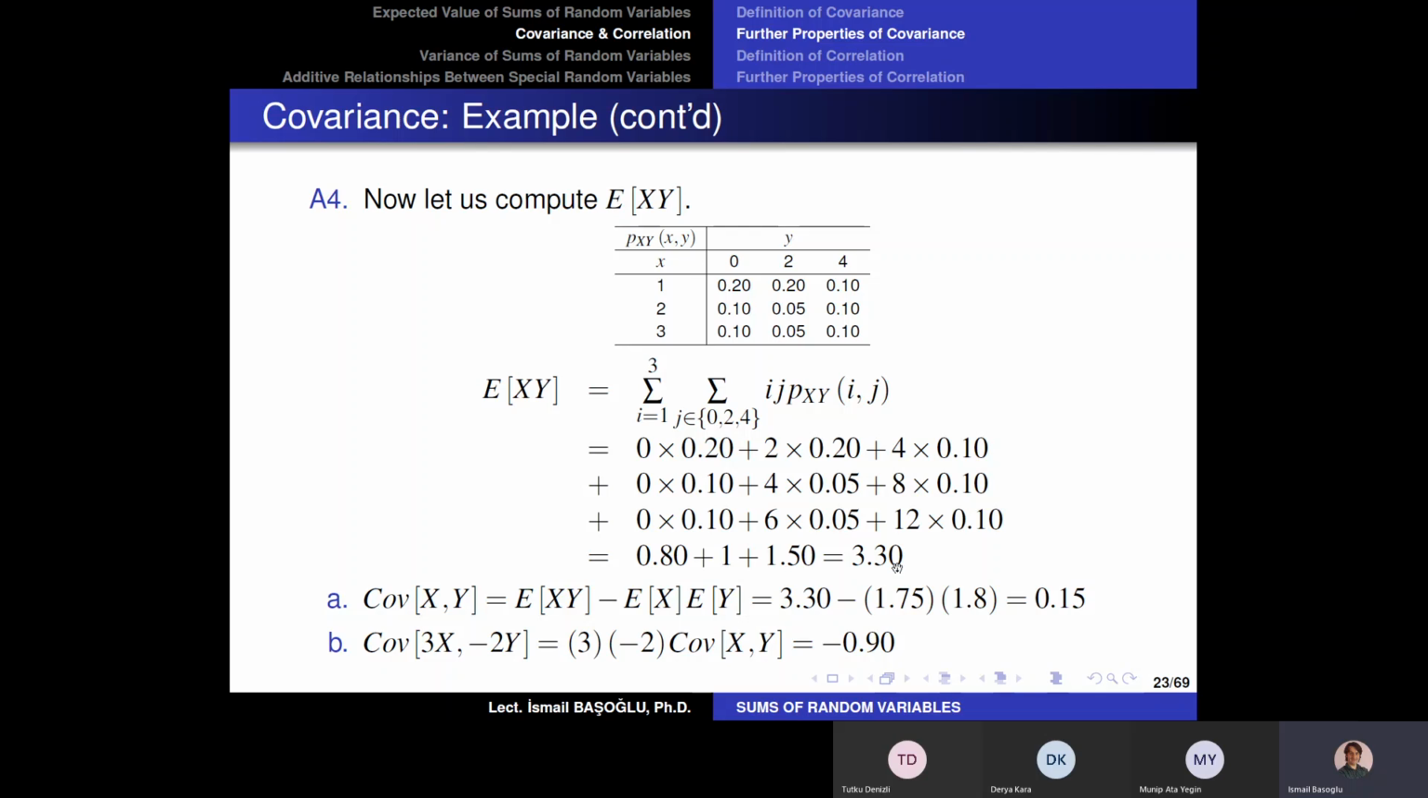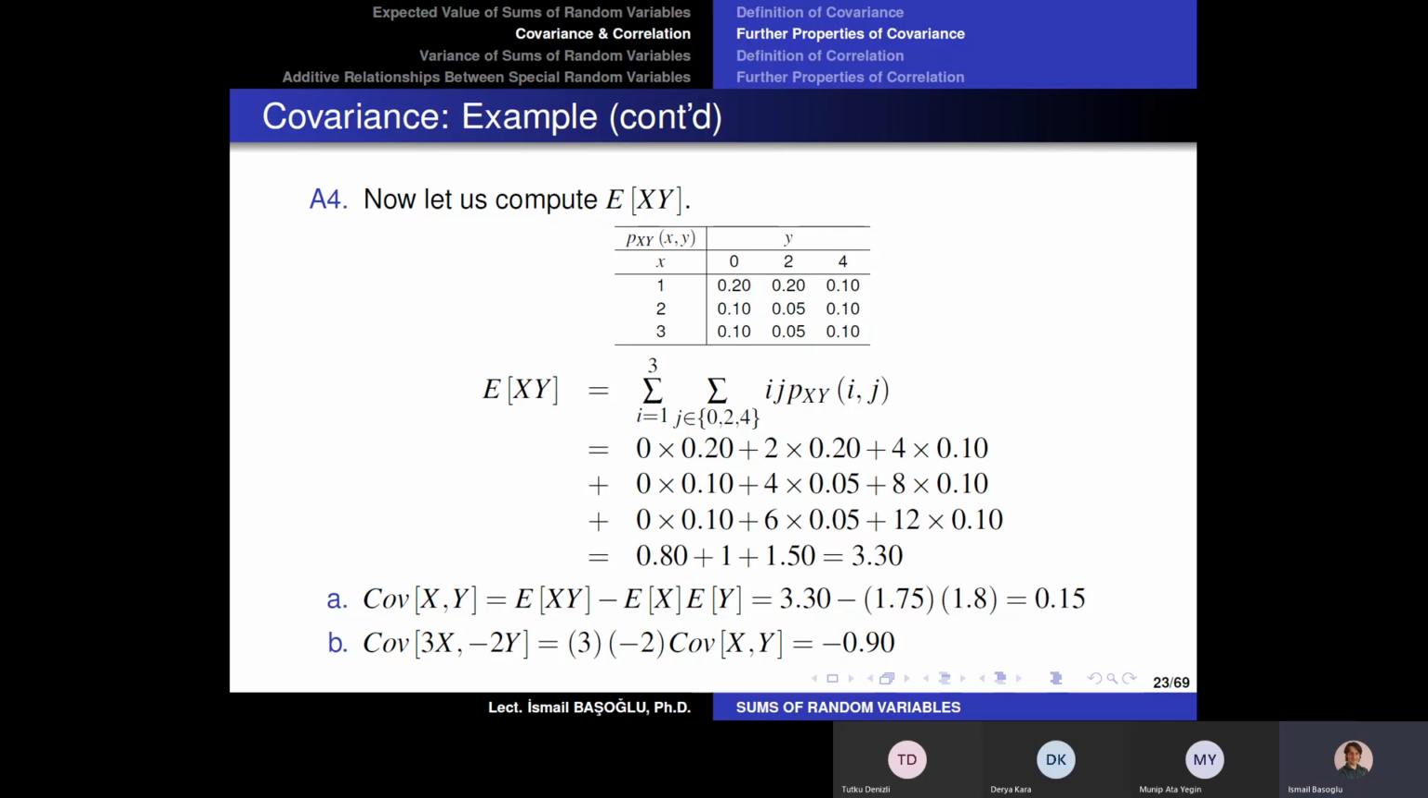And that makes 3.30. Now that the expected value of x times y is 3.30, I'm going to subtract the product of the marginal expectations, and it is going to be 0.15, which is a positive value that indicates that there is a positive dependence relationship between x and y, which means for larger values of x, the second random variable y tends to take large values as well. And for small values of x, the random variable y tends to take smaller values as well.